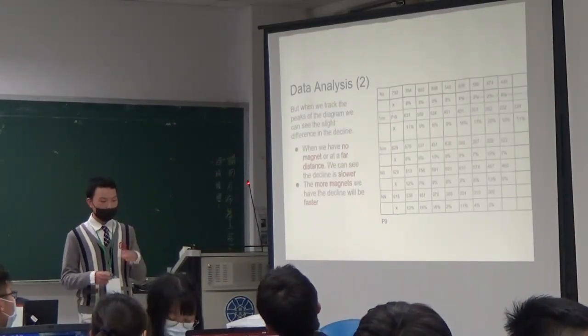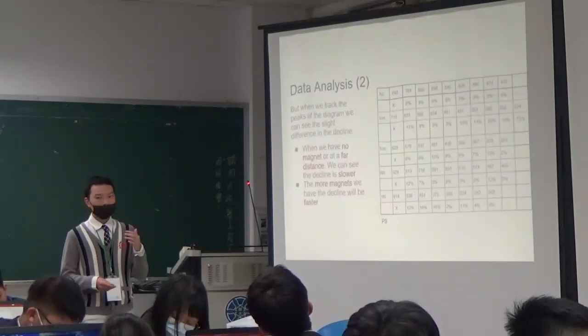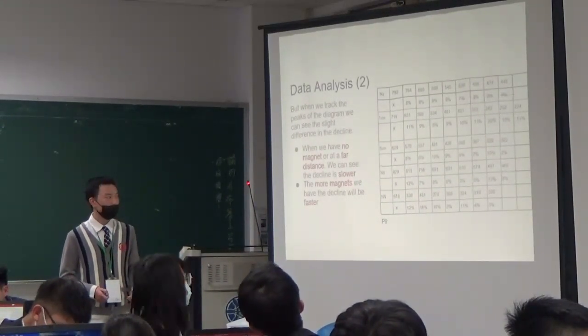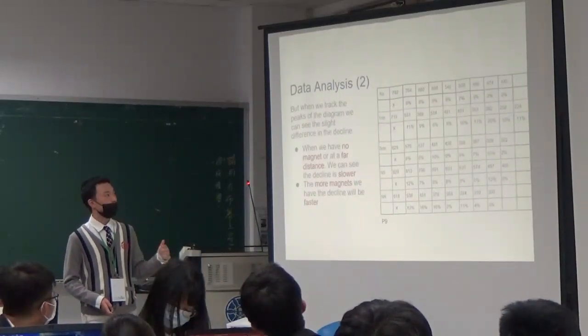if we break down the dots and track every single dot, every single peak of the velocity, which means the max velocity at every revolution, we can see that there is a decline.